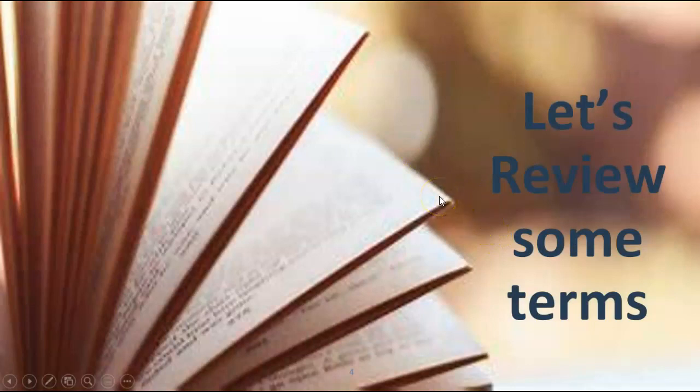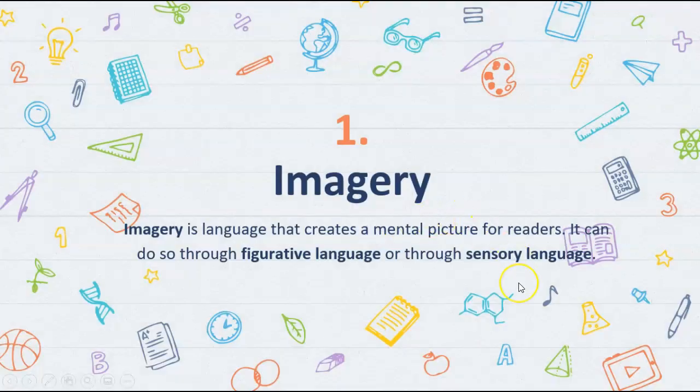So first, before we really dig into looking at some text, let's review some of the terms that we're going to be discussing as they apply and as they're found in a text. So first of all, we have imagery. And this is one of the easiest terms to remember because imagery is language that creates a mental picture or an image for readers. It can do so through things like figurative language or sensory language.